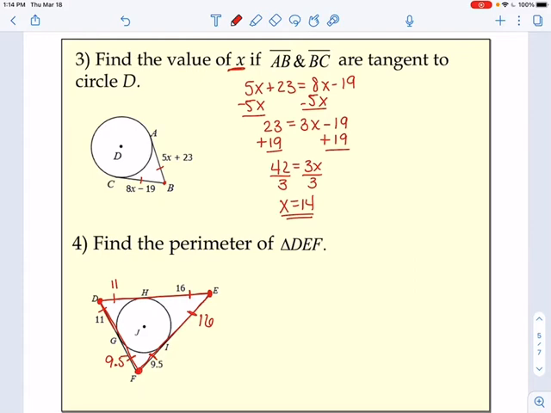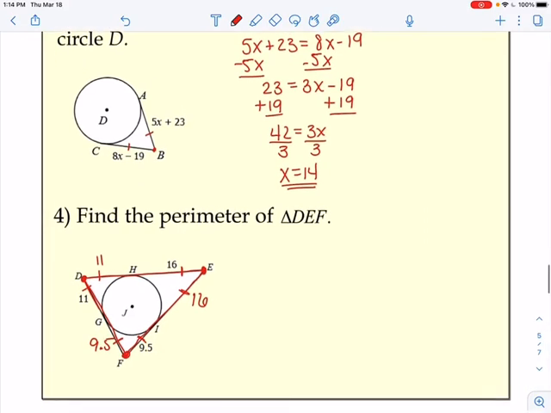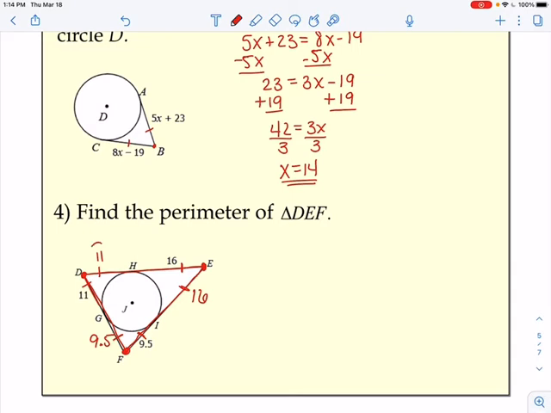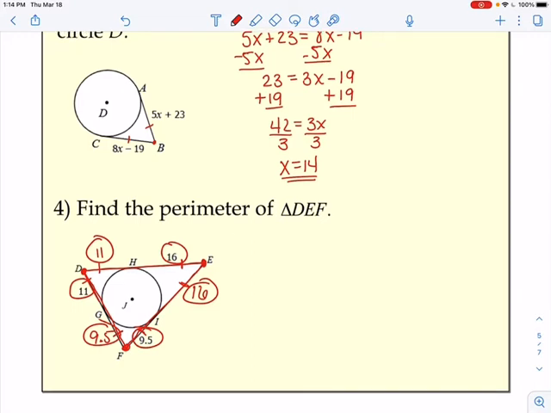So now to find the perimeter, we're just going to add all the sides together. So I'm going to add all these pieces together, and that will give me the entire distance around the entire triangle. So 11 plus 16 plus 16 plus 9.5 plus 9.5 plus 11. Okay, so when you add all those together inside of your calculator, you should get an answer of 73. Okay, so the perimeter of that big triangle then is going to be 73.